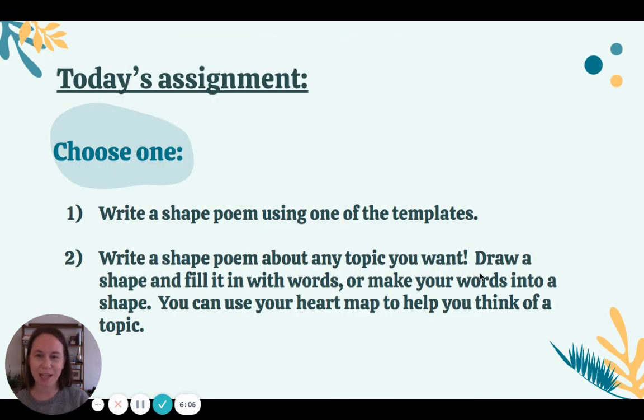For your assignment today, you have two choices. Option number 1 is to write a shape poem using one of the blank templates that I attached to Google Classroom, kind of like my lightning poem. The shape is already there for you, you just have to write inside it. Option number 2 is to write a poem about any topic you want. You can draw the shape and fill it in with words, or you can do what I did and make your words into the shape of the object your poem is about. Don't forget to use your heart map to help you, and have fun, first grade.